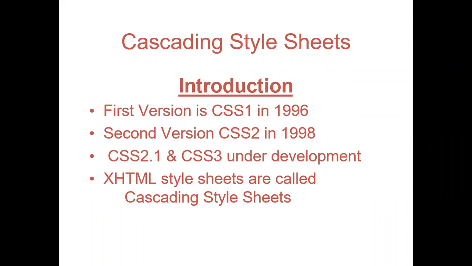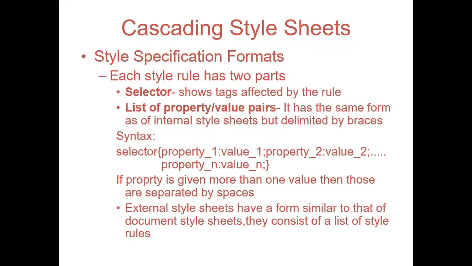As per the book, the first version is in 96, the second version is in 98. However, although we are following the book for the syllabus, in actuality we have CSS 4. We are using CSS version 4 now. They are also called simply style sheets, or cascading style sheets. Cascading style sheet means it can affect multiple HTML pages. That is the reason why you have cascading style sheets.